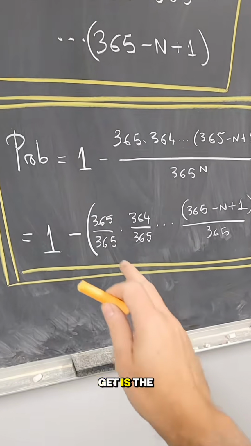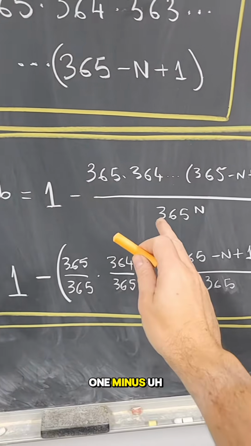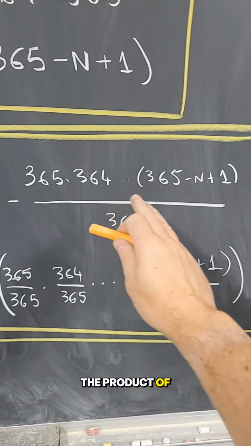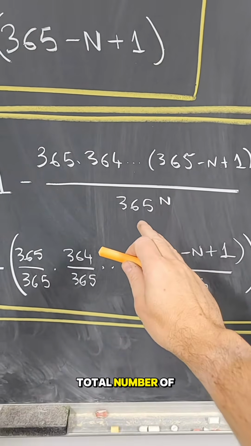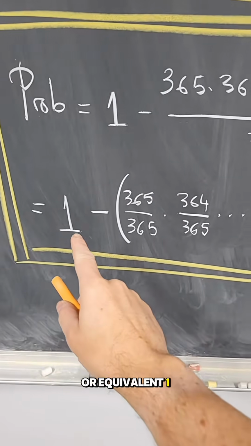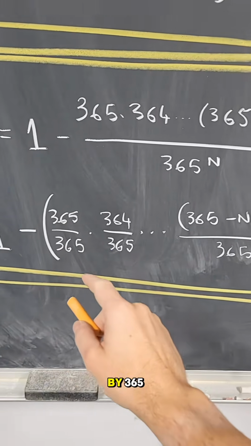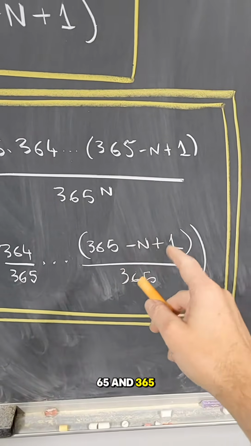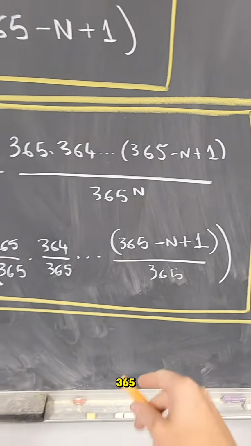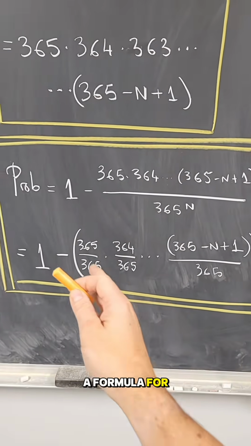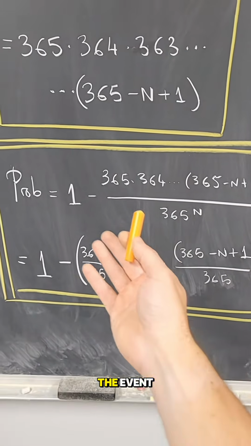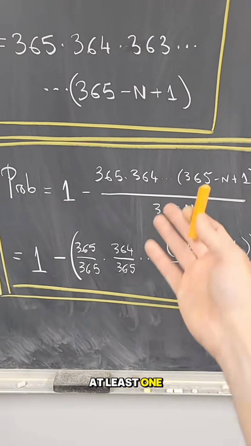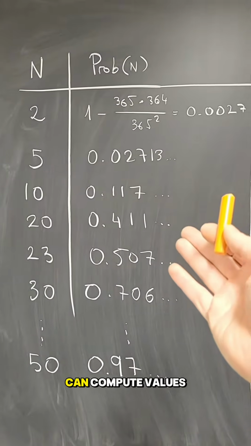So what we get is the probability will be 1 minus the product of favorable cases divided by the total number of cases, or equivalently 1 minus 365 divided by 365, times 364 divided by 365, and so on, up to 365 minus n plus 1 divided by 365. So this is a formula for the probability of the event that there is at least one match. And then you can compute values.